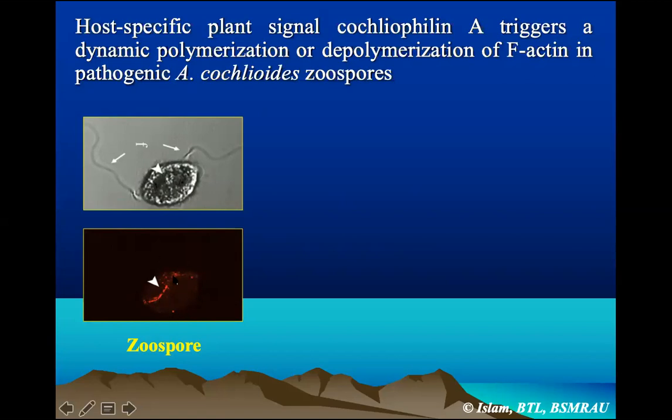We tested whether cytoskeletal protein, actin or tubulin, is changed. Cytoskeletal proteins are mainly two types: one is actin, another is tubulin. We tested whether cytoskeletal protein is changed or not by the action of cochlearin-filling A. First, we visualized cytoskeletal actin in the zoospore. Zoospore cytoskeletal actin is fine hairs, as well as, in the ventral groove, there is accumulation of the hairs.